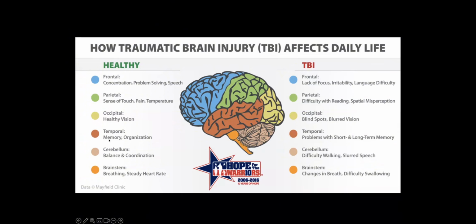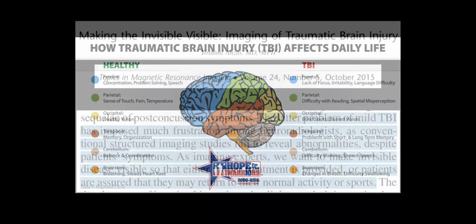Temporal lobes are super important for memory and learning. The temporal lobes, along with the frontal lobes, are among the most injured areas in traumatic brain injury, and abnormalities in the temporal lobe can lead to problems with short and long-term memory. The cerebellum is important for balance and coordination. If there's injury there, one can see difficulty in walking and slurred speech. And the brainstem is important in breathing and steady heart rate. It's also important in arousal as well. And so changes in breath and swallowing, but also potentially issues with arousal and sleep disturbances, can be seen in brainstem injuries as well.